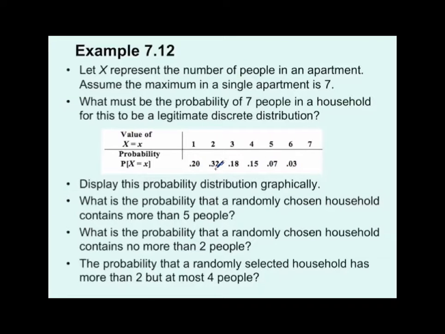So we've got 0.2 plus 0.32, which gives us 0.52. So 0.52 plus 0.18 gets us 0.7, and then that gives us 0.85, and then 0.85 plus 0.07 gets us 0.92. So 0.92 plus 0.03 gets us 0.95. So we've got 95% for everything up to 6, so what must be left is 0.05, because the whole thing has to add up to 1.